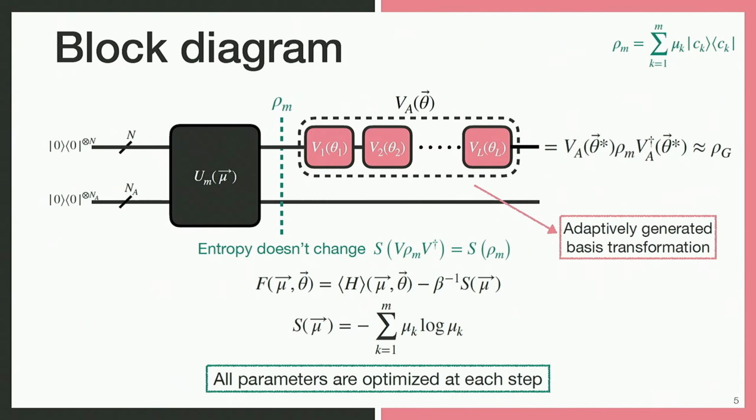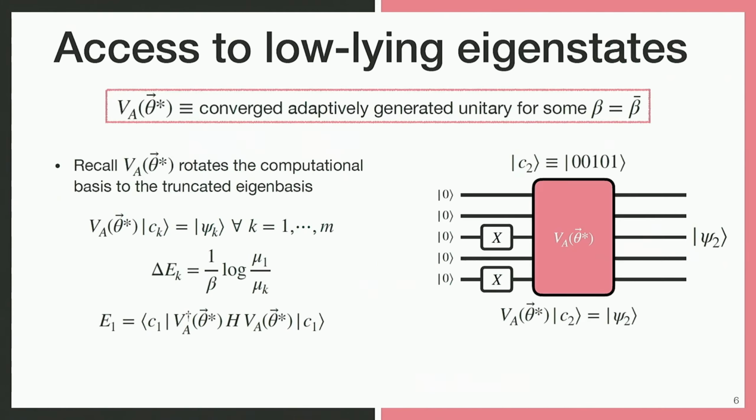So I want to emphasize here that at every VQE subroutine, all the parameters are optimized. So you're allowed to change mu and theta at every single VQE subroutine. So let's look at some nice properties of this method.